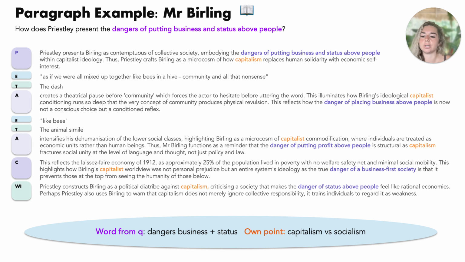And then with our writer's intentions. Priestley constructs Berling as a political diatribe, a strong criticism, against capitalism, criticising a society that makes the dangers of status above people feel like rational economics, like justified. Perhaps Priestley also uses Berling to warn that capitalism does not merely ignore collective responsibility, it trains individuals to regard it as weakness. So you can see what I'm doing is summarising the whole overall idea of the intentions. I'm not saying, Priestley is showing this about Mr. Berling. What are the bigger ideas he's showing about society? Like, what is he trying to really teach his audience? And that is how I formulate it together.